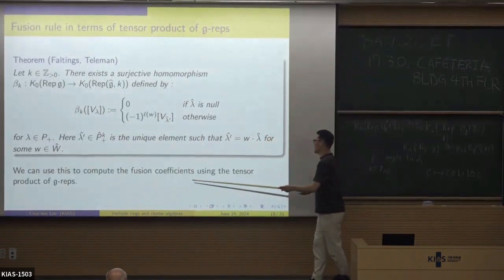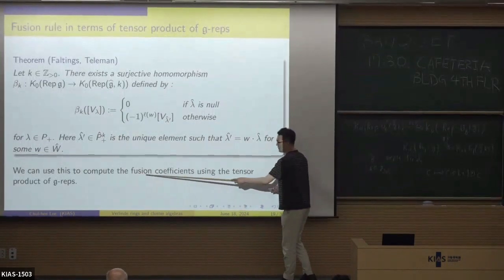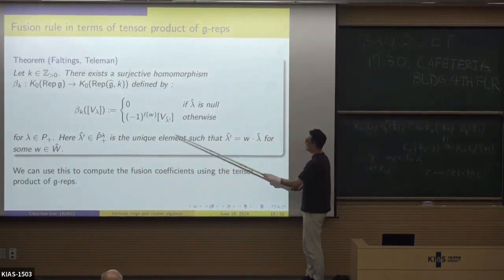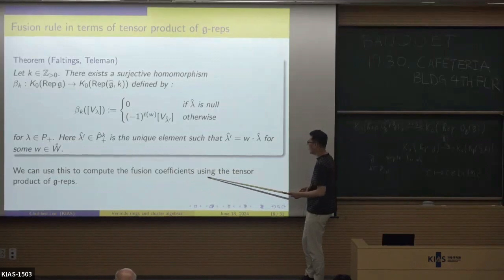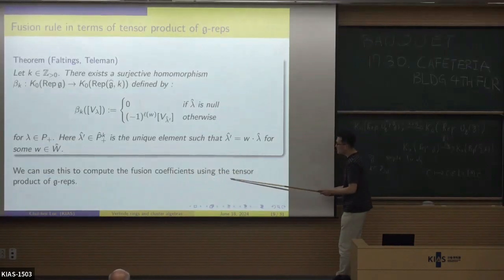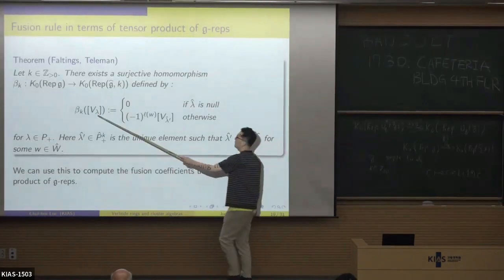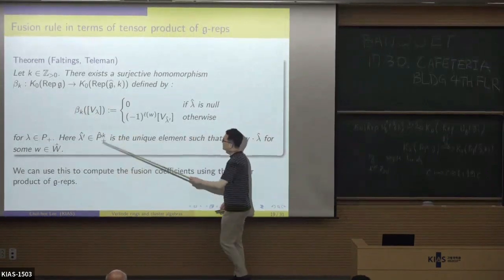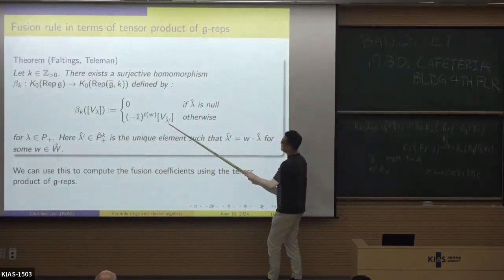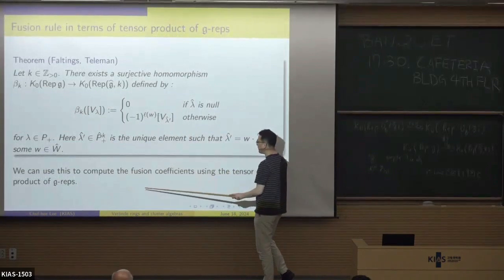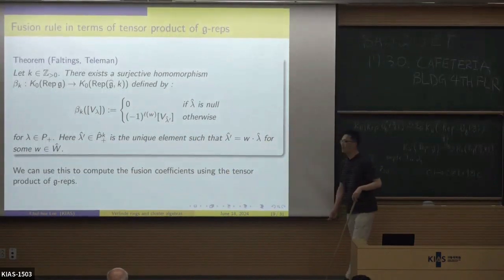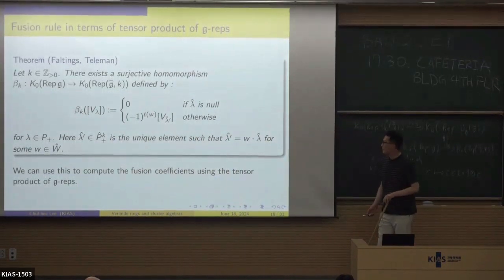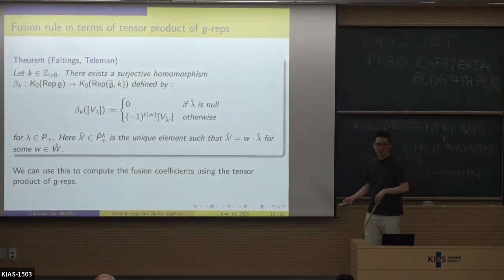So although fusion coefficients are defined in a very geometric way, you can use the tensor product here with this map. And this map only involves the affine Weyl group. So everything now is expressed in terms of Lie theoretic objects, no geometry.